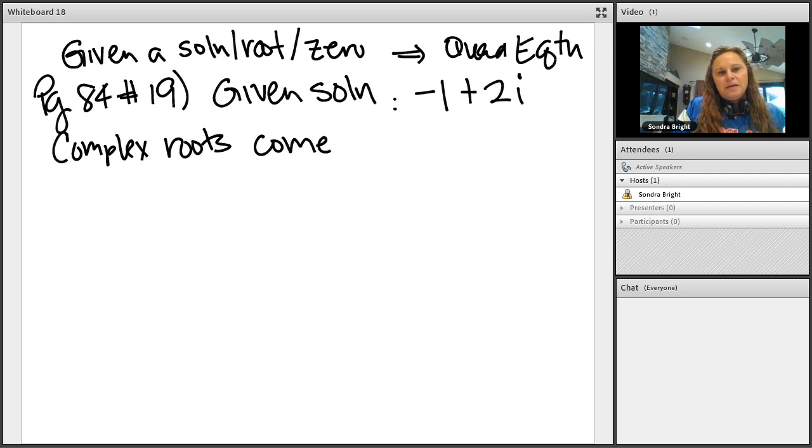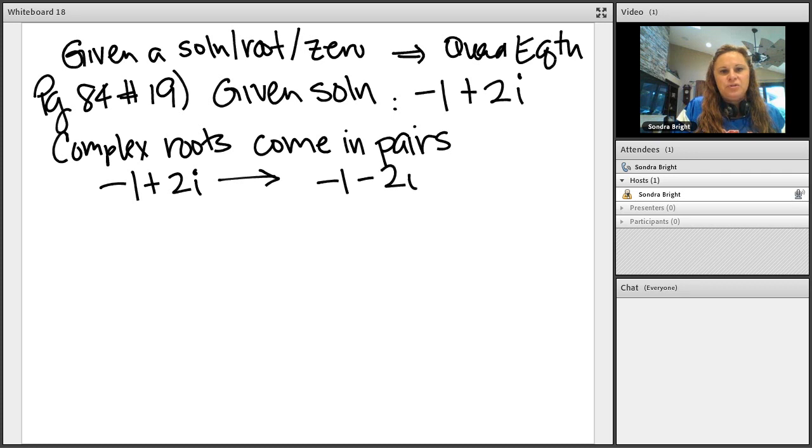They always come in pairs, as long as you've got integer coefficients, but that's all you're going to see this year. So if I have negative 1 plus 2i, then that means I also have negative 1 minus 2i as a solution. So that's one thing you've got to know. If I have a plus bi, I also have a minus bi. So you're going to come up with the second one.